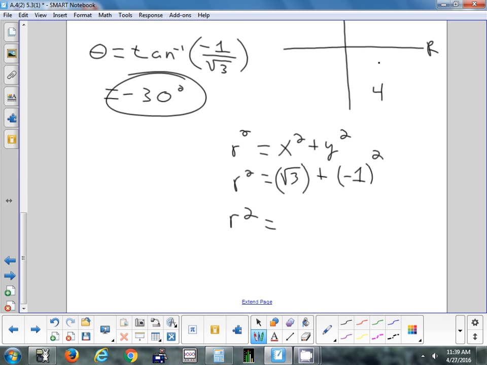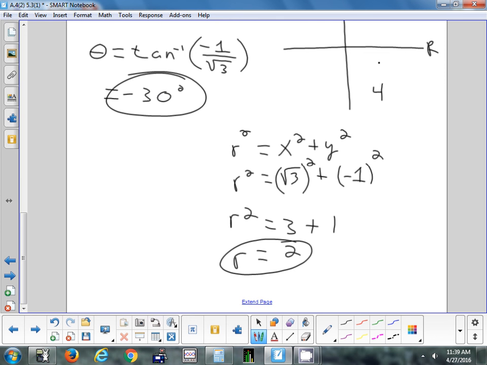Kylie, what's the square root of 3 squared? Well, think about what happens when you square and square root. What happens to those two things? They cancel out. So when you square and square root, those are gone. So what's the only thing I'd be left with? Yeah, I'm just left with 3. And Nick, -1 squared? Yep, 1. So Melissa, my radius would be 2.